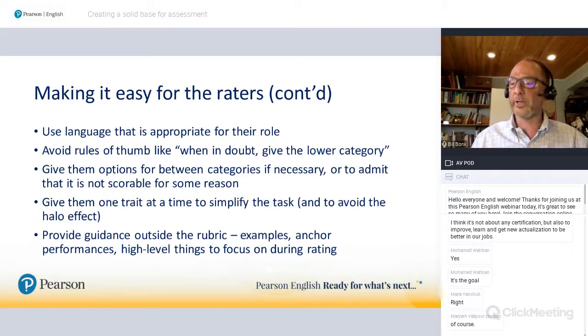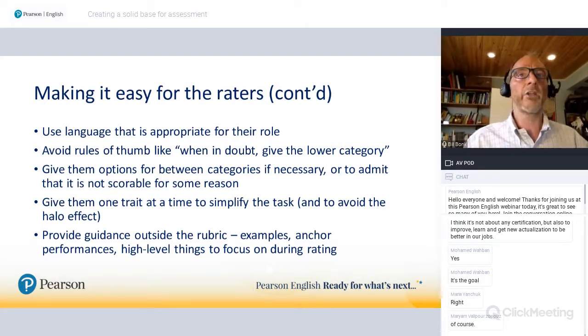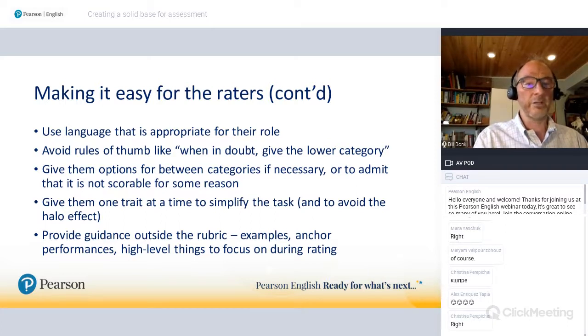Here's some more information about how to make it easy for raters. We want to use language that's appropriate for their role. So maybe you have a degree in applied linguistics and you know a lot of the jargon of linguistics, but that shouldn't be in the rubrics if you intend people who are not specialists to be reading them and using them. In fact, if you're giving the rubrics to students, it should be written in a very simple and easy to read way so that they can understand it.